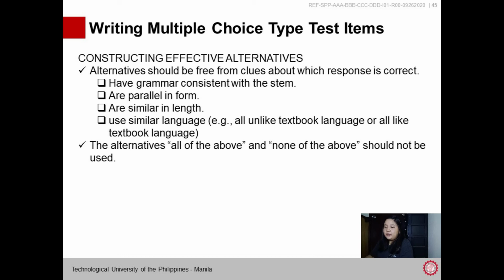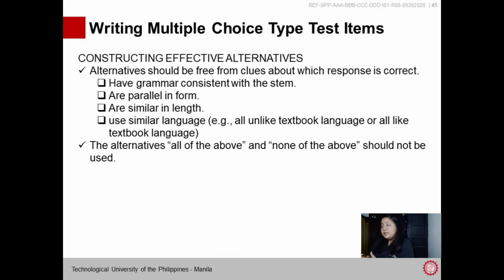Use similar language. So, similar language, kailangan pareho lang yung language na gagamitin mo. Halimbawa, gumamit ka ng English. Then, dapat sa alternatives, English din yung medium ng language na ginamit mo. Pag gumamit ka ng Japanese, then Japanese din yung alternatives. Gumamit ka ng Filipino question, then dapat yung alternatives mo is true Filipino rin. Okay? Next is, the alternatives, all of the above and none of the above should not be used.